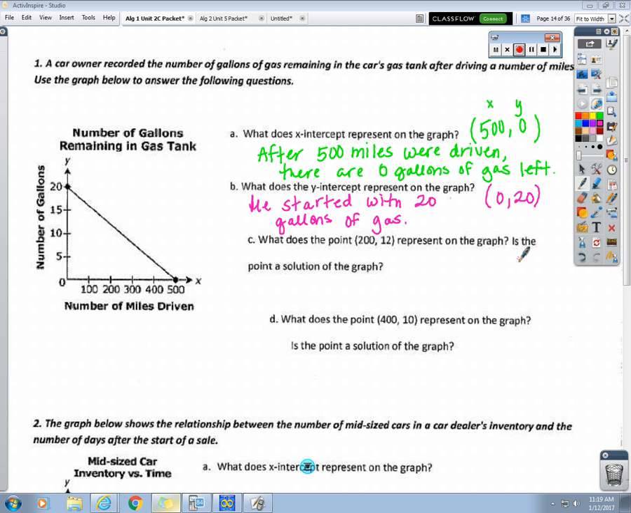What does the point 2, 12 represent on the graph, and is the point a solution of the graph? Well, let's go to 2, 12. If I go right 200 and up to 12, does that point land on the line? Yes, so that means it is a solution. And what do those numbers represent? But tell me specifically with those numbers. Right, so after 200 miles driven, there are 12 gallons of gas left.